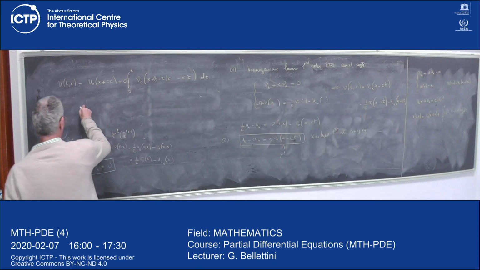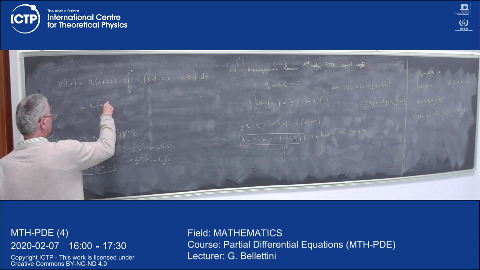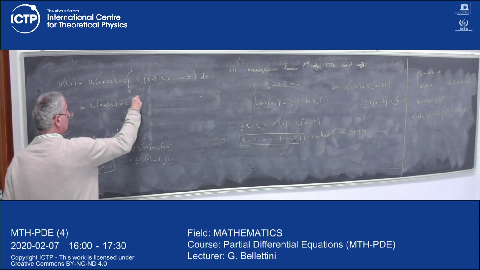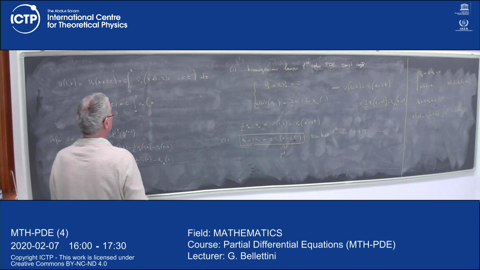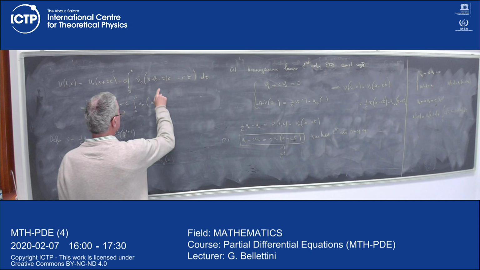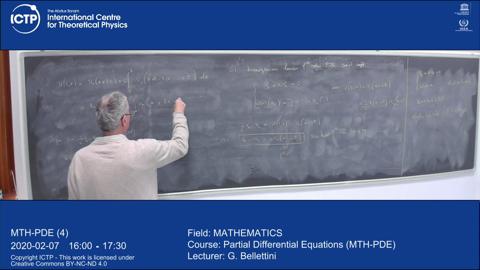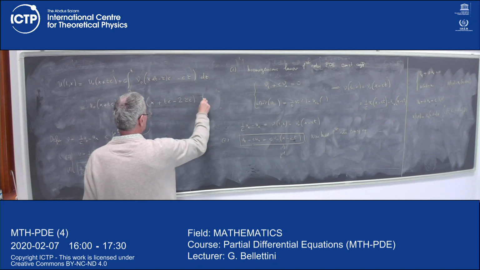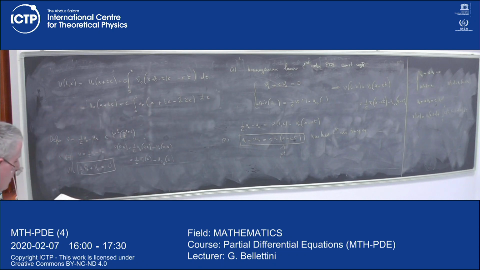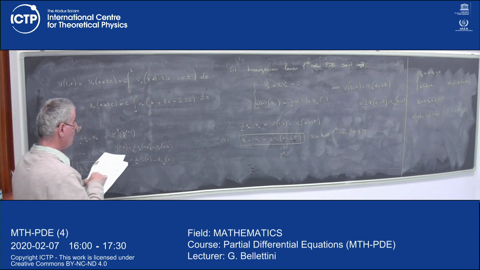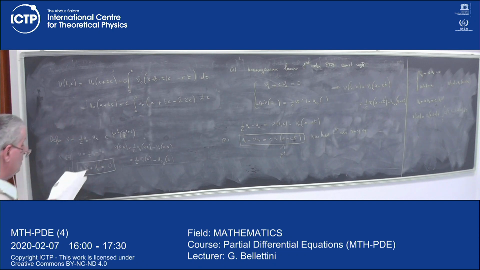So let's see what happens, and then I check in my notes if I have not made mistakes. So u0 of x plus tc minus 2 tau c. Tau. So please let me check. u0, v0, yes, v0. Yes, it's correct. It's correct. Okay. It is correct.